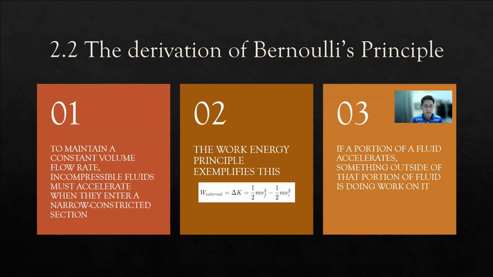2.2 is the derivation of Bernoulli's principle. Number 1. To maintain a constant volume flow rate, incompressible fluid must accelerate when it enters a narrow constricted section. Next, the work-energy principle exemplifies this, where W external equals the total change in kinetic energy, 1/2 m v_f squared minus 1/2 m v_i squared. Last, if a portion of fluid accelerates, something outside of that portion of fluid is doing work on it.